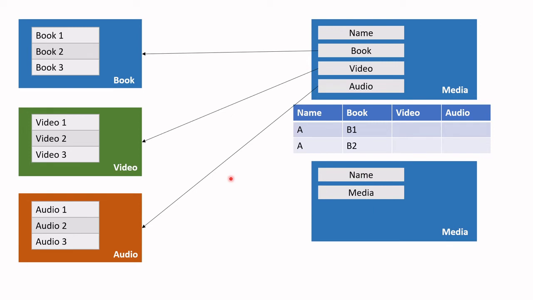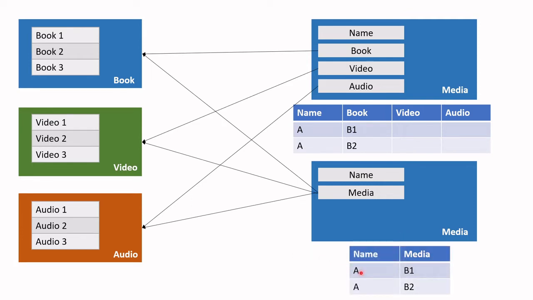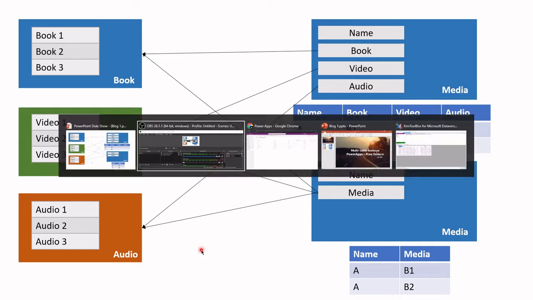So now the media table is not going to have 4 fields, it will have 2 fields. One is the name and the other one is the media. Once it is there, I will have a lookup where I can select any of the values from the single lookup. So this is how it's going to benefit us. Let's go into a demo now.